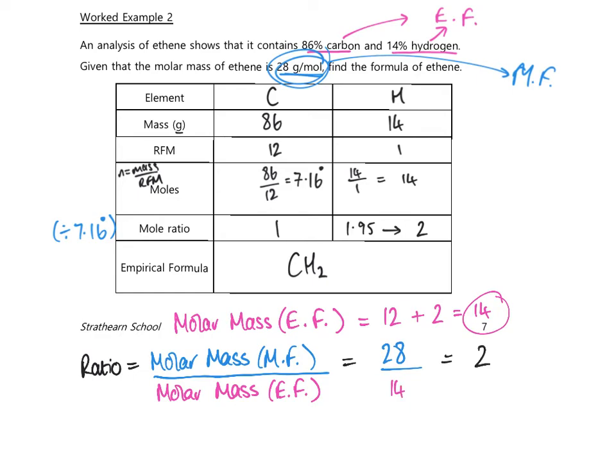And then we're on step number 4, which is to calculate the molecular formula. We multiply everything in the empirical formula by that ratio. So the molecular formula is equal to CH2, which is our empirical formula, multiplied by our ratio, which is 2. So you're multiplying the number of each atom by 2. That gives us C2, because we had 1 carbon, now we've got 2, and then H4, which is 2 multiplied by 2. So that's your final answer, C2H4.